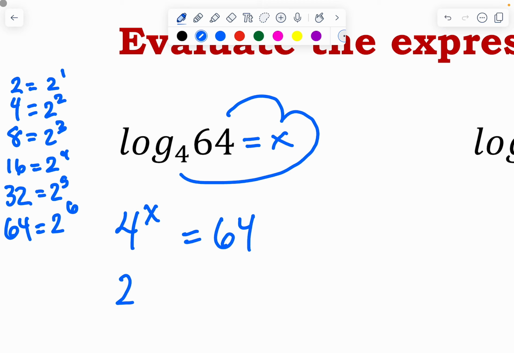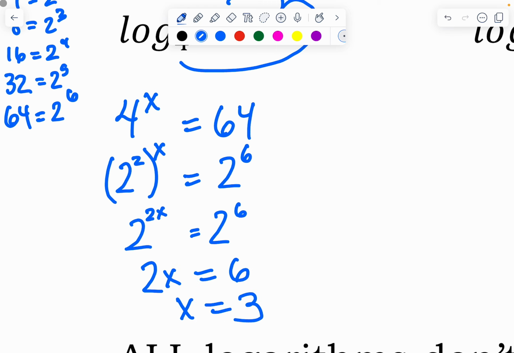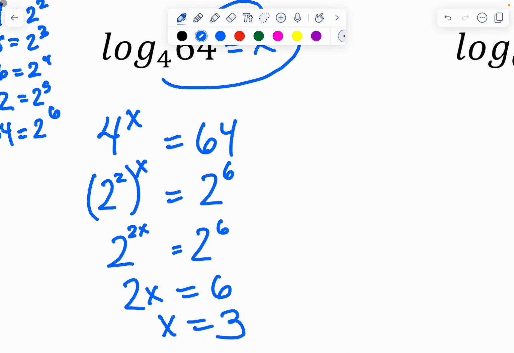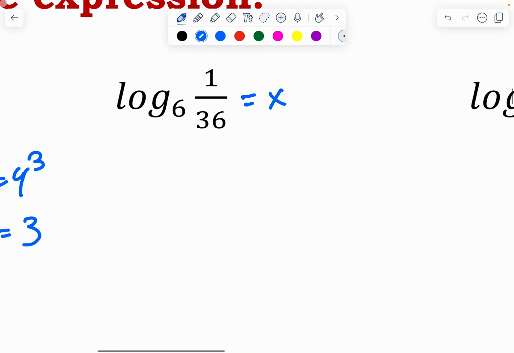I know that this is 2 squared to the x, which would be equal to 2 to the 6th. Well, power to a power, this gives me 2 to the 2x is equal to 2 to the 6th. And now since the bases are the same, we can set the exponents equal. I divide by 2 and I get x equals 3. I might have also remembered that 4 to the x is equal to 4 to the 3rd, and therefore set the exponents equal. But maybe you forgot and you knew it was a power of 2. Great.